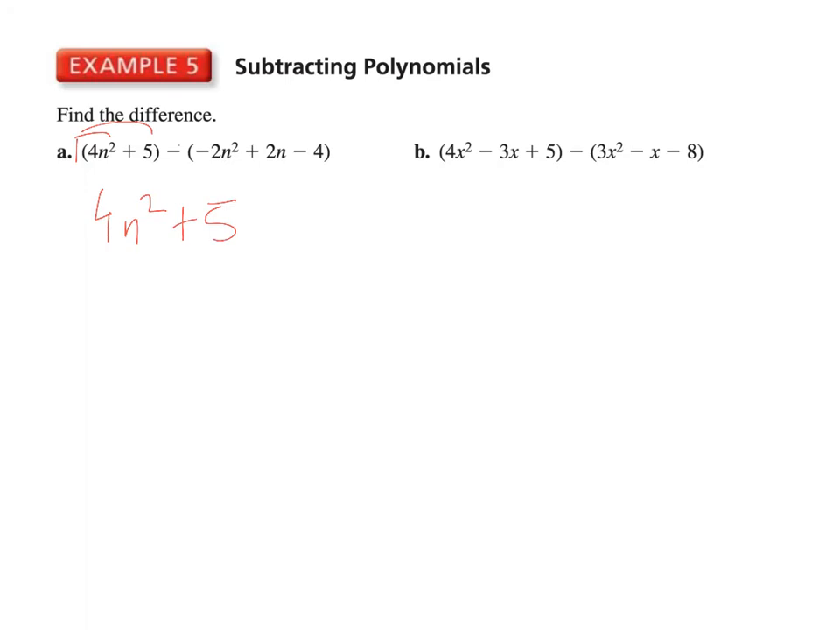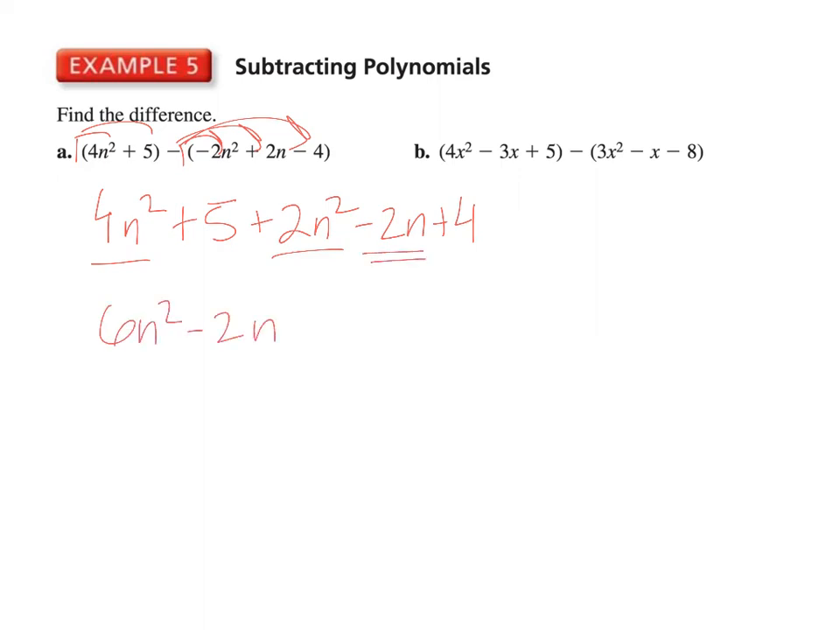Next example. All right, here we have a 1 in front, so we just drop the parentheses. But here we have a negative 1 in front, so you don't just drop the parentheses, you have to distribute that negative 1. So the sign changes for each term. So it's going to be plus 2n squared minus 2n plus 4. All right, so we have 4n squared plus 2n squared, which is 6n squared minus 2n plus 9. Done.